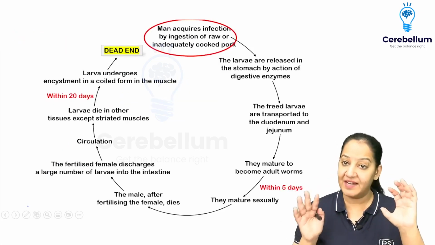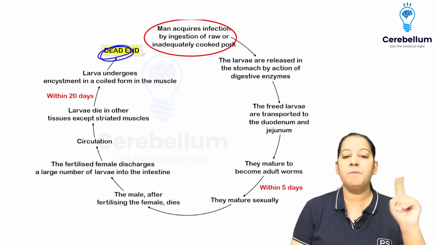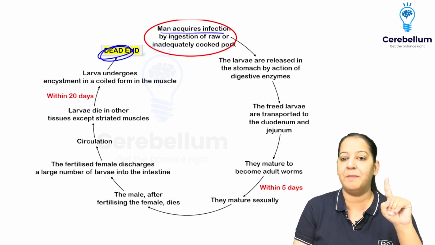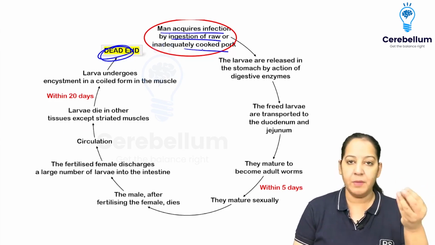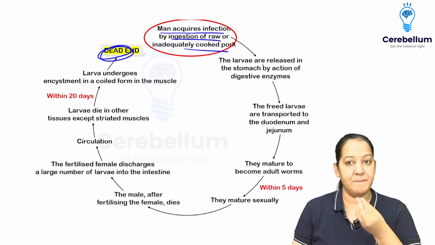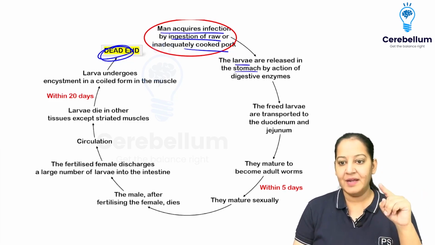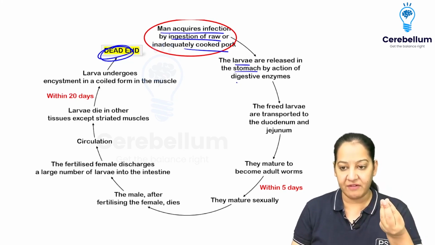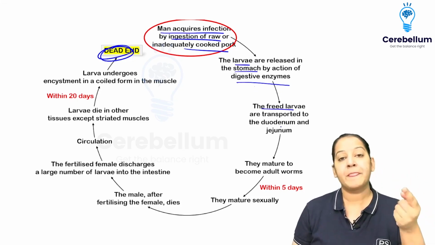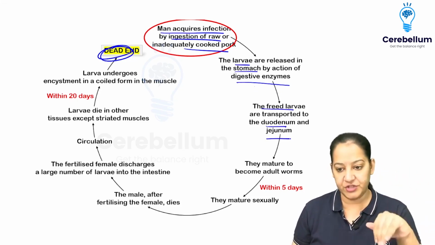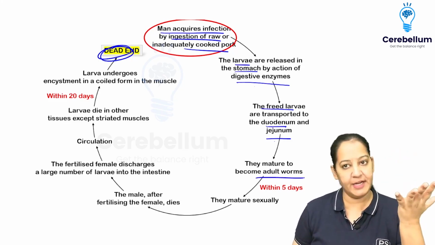So let me tell you the life cycle in man, which is a dead end or accidental host. Man acquires infection by ingestion of contaminated pork. The muscle of the pork contains L1 larva. Man ingests it, so the L1 larva will go to the stomach. In the stomach, the L1 larva is released because of the digestive juices. The L1 larva will go to the duodenum and the jejunum.